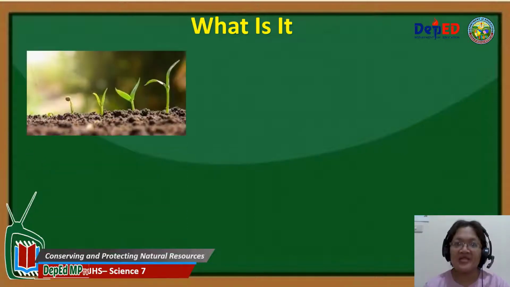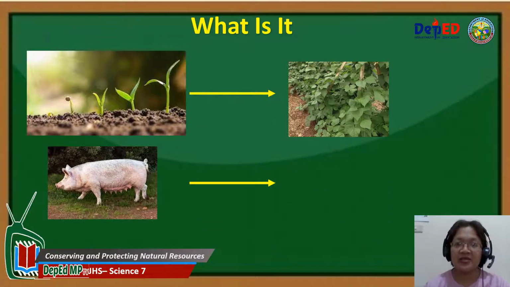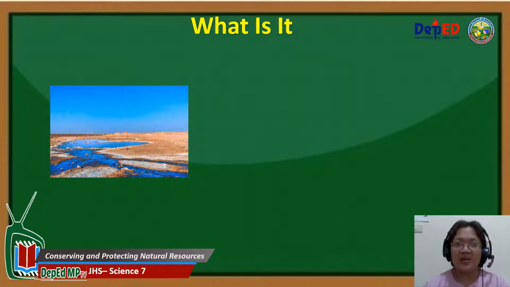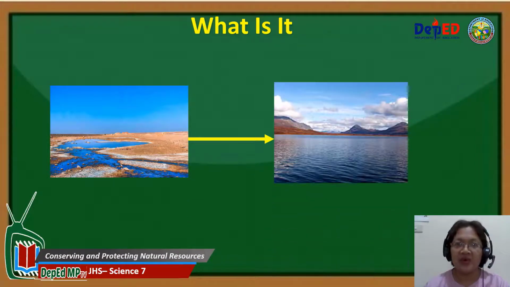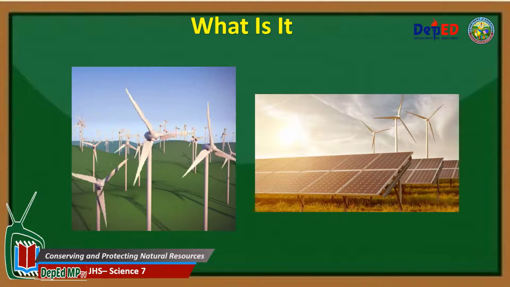Plants are replaced by new ones after each harvest. Animals have the capacity to reproduce and are replaced when young animals are born. Water in the river or in a well may dry up, but when the rain comes, the water is replaced. Wind and heat from the sun are always available.